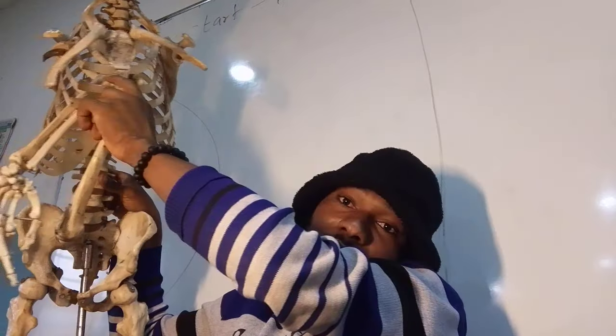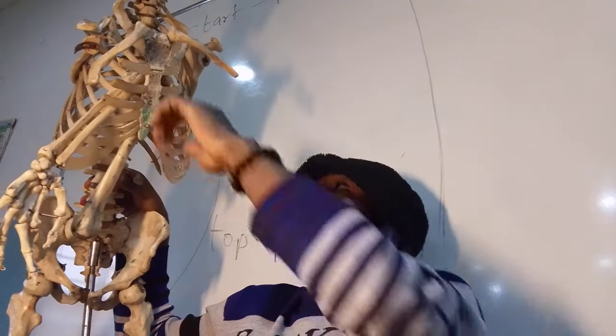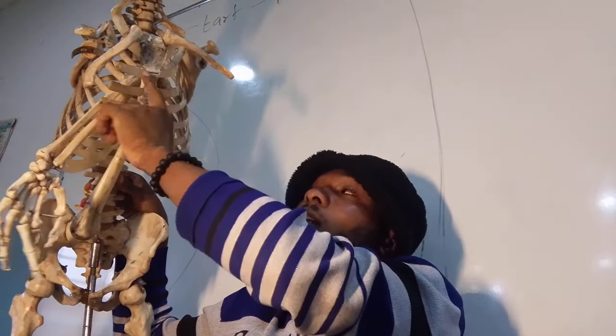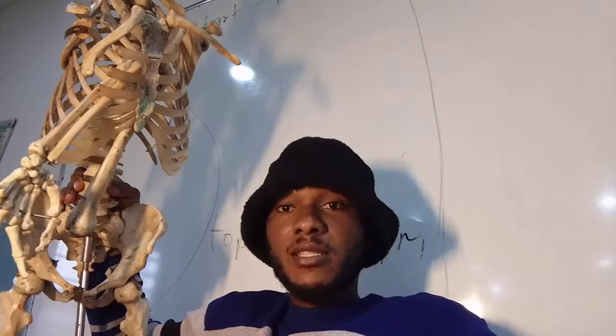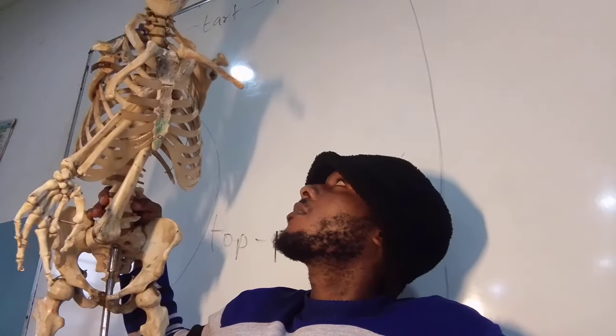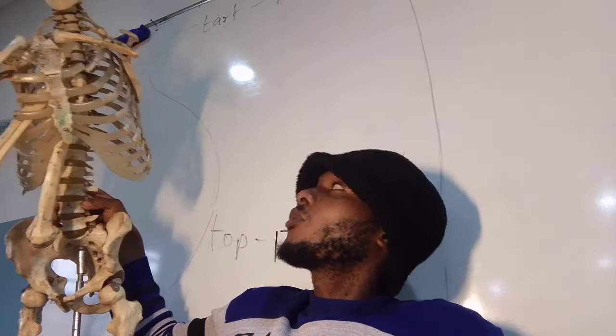And there's an angle here called the sternal angle. We call it the angle of Louis. It's a very important landmark in anatomy, actually. So you have ribs. Basically, you have 12 ribs. You have the true ribs, the false ribs, and the floating ribs.